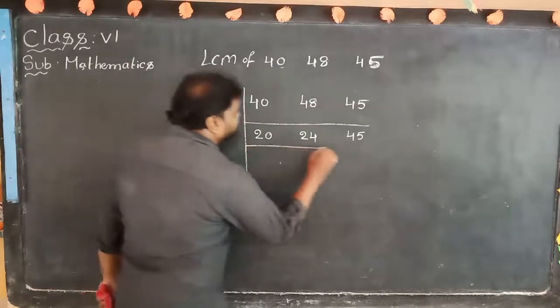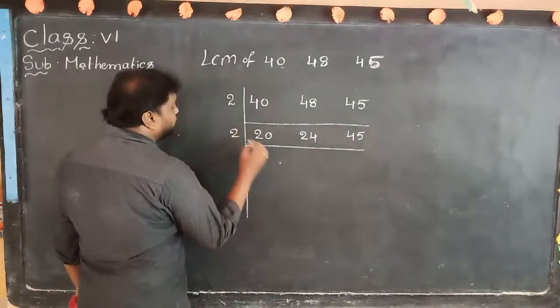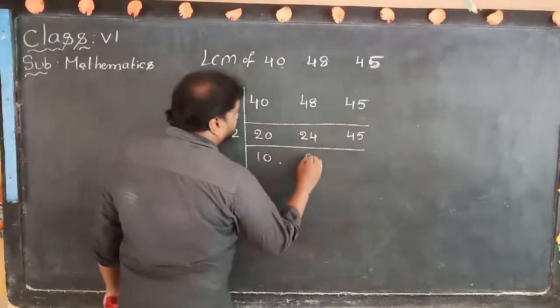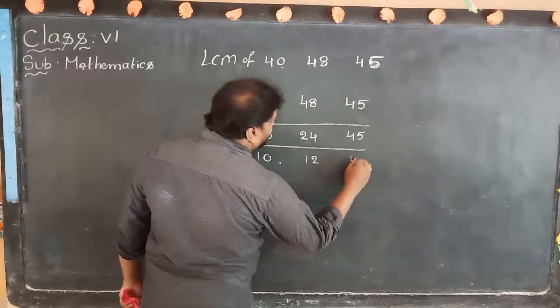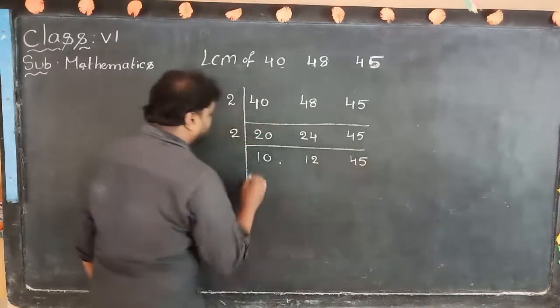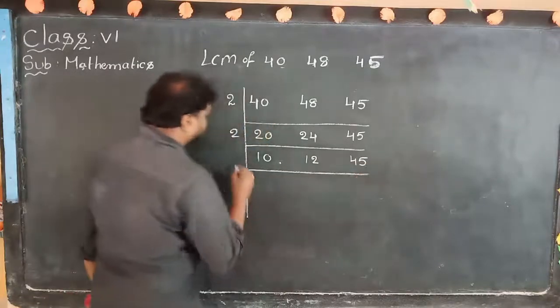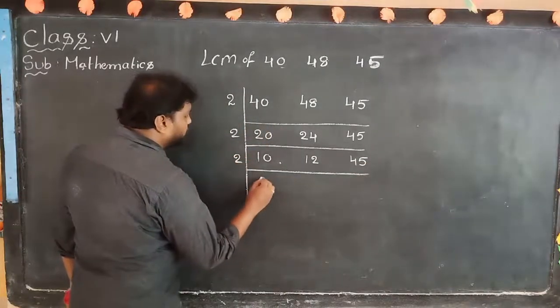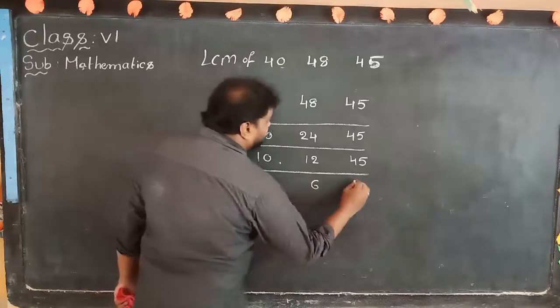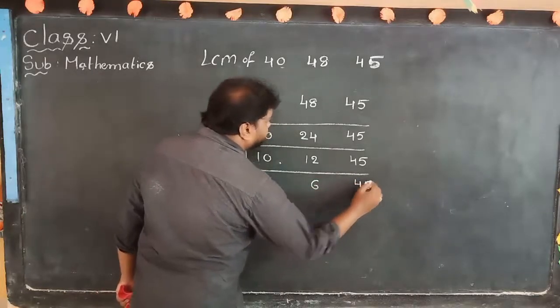Next, again with 2: 2 tens are 20, 2 twelves are 24, 45 same. Then 2 tens are 20... 2 twelves are 24, 45 same.